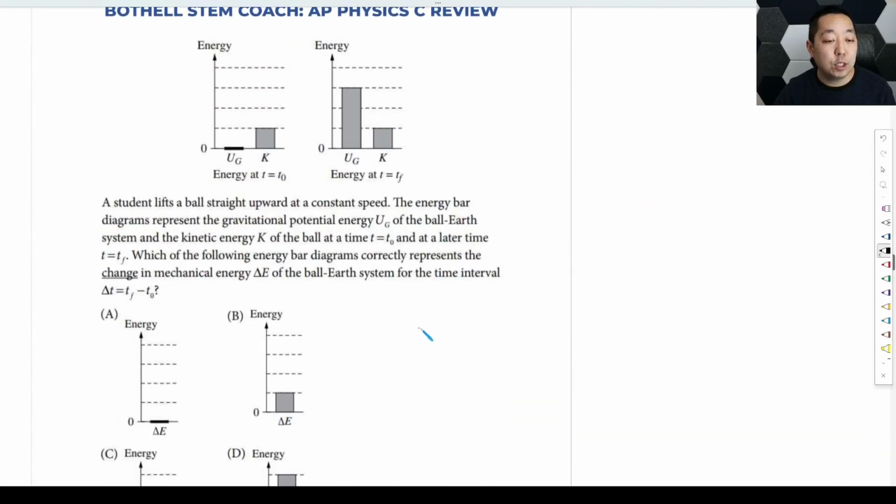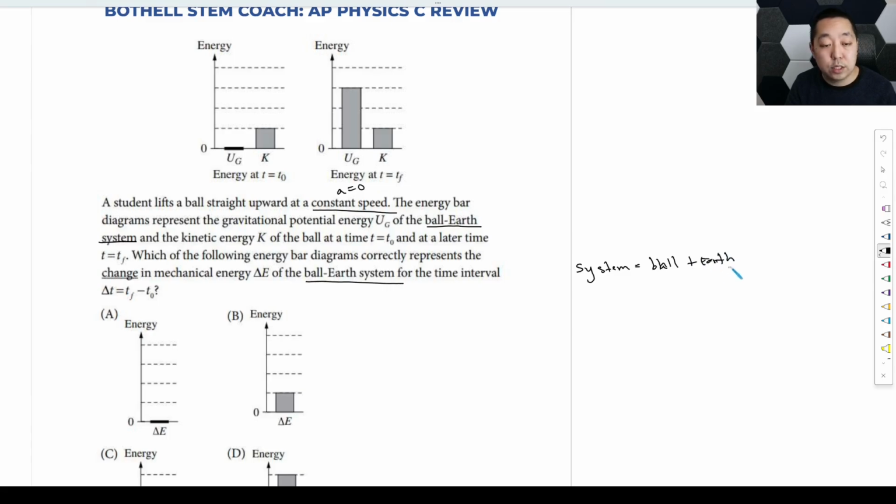All right, a student lifts a ball straight up at constant speed. So constant speed means the acceleration is 0, right? The energy bar diagrams represent the gravitational potential energy of the ball-Earth system and the kinetic energy of the ball at time t equals t0 and a later time t equals tf. Which of the following energy bar diagrams correctly represents the change in mechanical energy of the ball-Earth system for the time interval? So the system is going to be the ball plus the Earth.